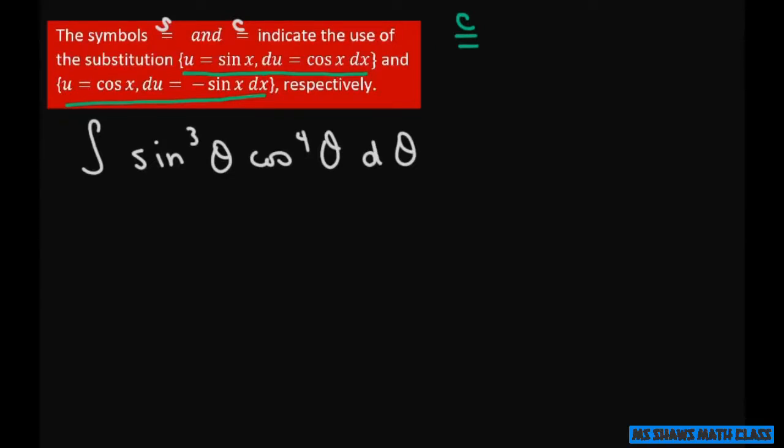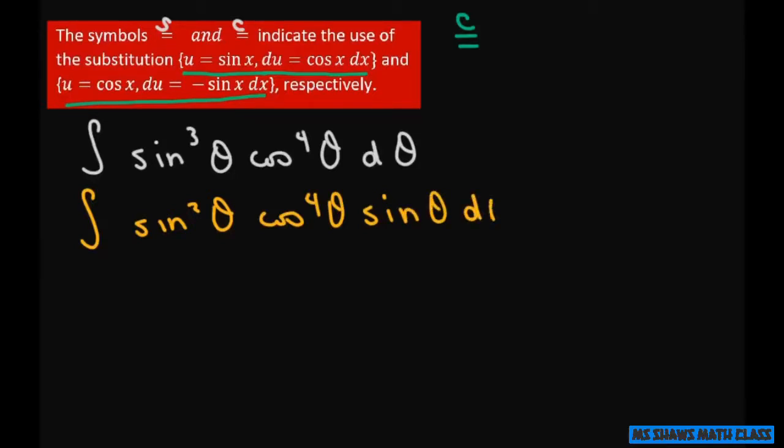So the first thing we're going to do is we want to use this substitution, so let's write it so we can use that. I'm going to rewrite this as sine squared theta, and then cosine to the fourth theta, and then just put your sine theta d theta here. The reason I'm doing that is so I can get this part right in here.